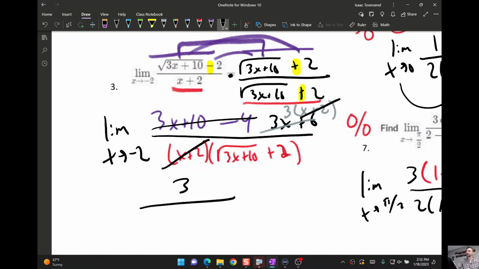And if you plug this in down here, this goes to 4. Square root of 4 is 2. Plus 2 more would be 4. And so in the end, 3/4.